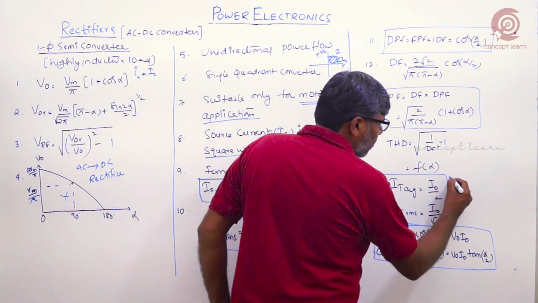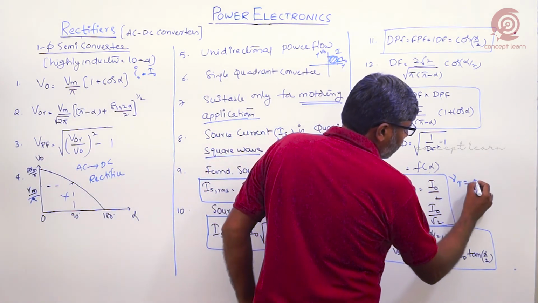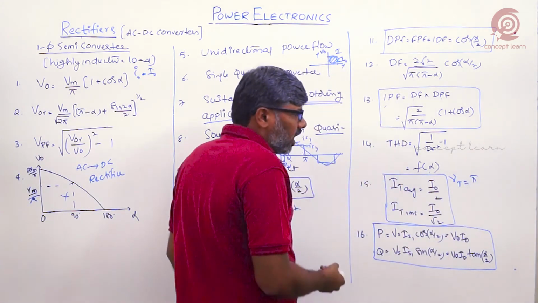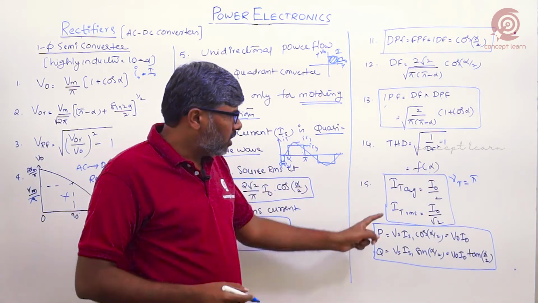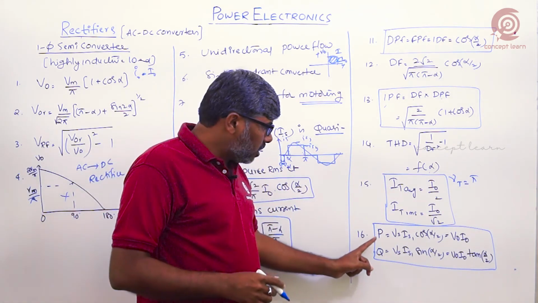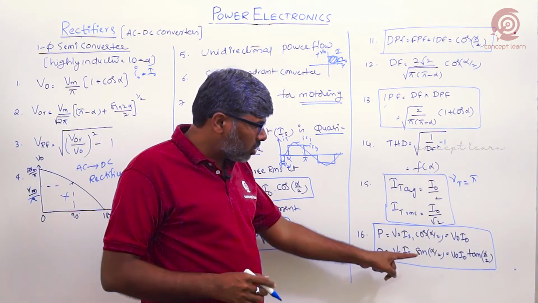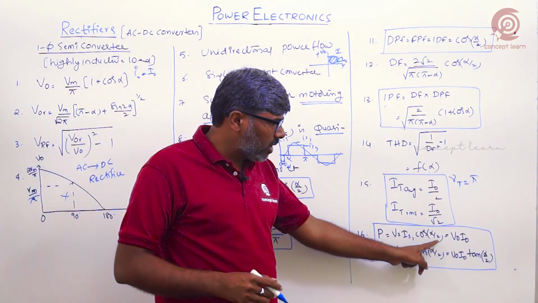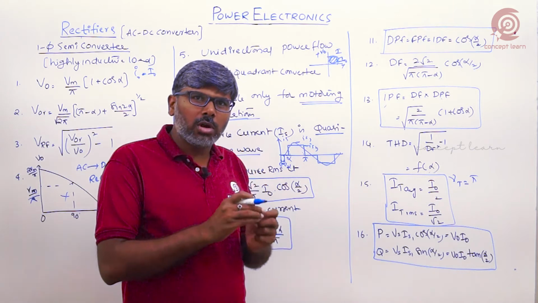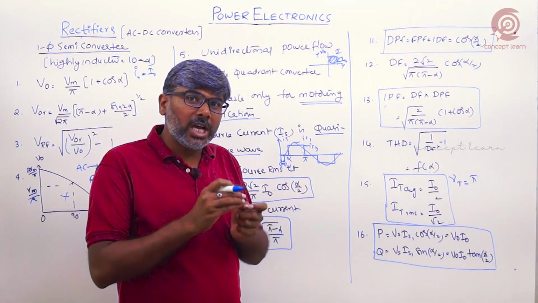So the conducting period of each switch is pi radians, so that we get I0 by 2 and I0 by root 2 as the average and RMS quantities. Now coming to the powers, the active power delivered to the converter is Vs Is1 cos alpha by 2. Just as when you go to the full converter, what is the active power? Vs Is1 cos alpha.